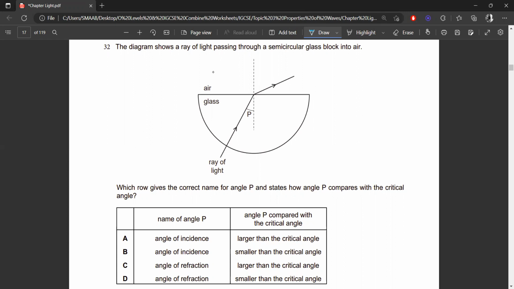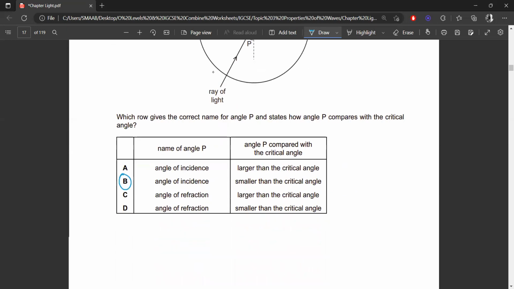So is angle P smaller or greater? Greater? Confirm, because light is refracting over here. Smaller, because if angle P is greater than the critical angle, light will totally internally reflect, right? So P is the angle of incidence, and since light is only refracting through the glass medium, it means that it is less than the critical angle, right? Yes, sir.